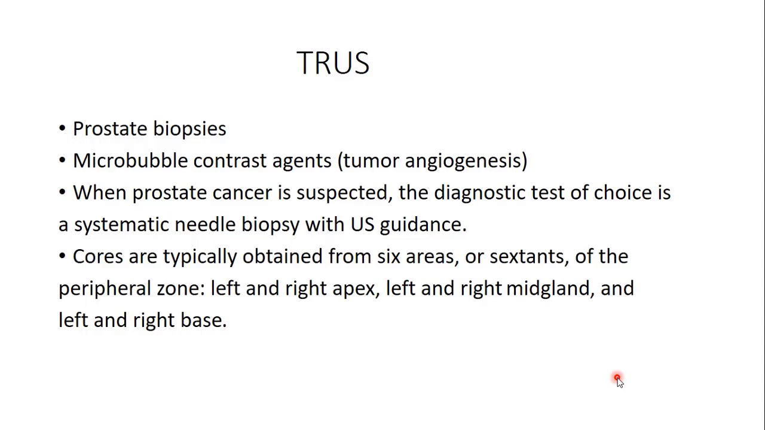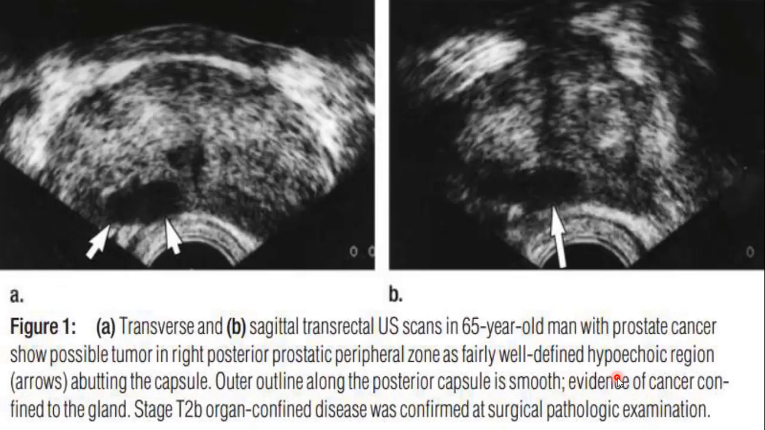Cores are typically obtained from the 6 areas of sextant biopsy: the left and right apex, left and right midgland, and left and right base. These are the images. Here we can see the hypoechoic lesion. This is a transverse section, and here we can see the hypoechoic lesion, which is most likely prostate cancer. This is the rectal view. Here we can also see a hypoechoic lesion, and the capsule is intact and smooth. So this is a tumor-confined, organ-confined disease.